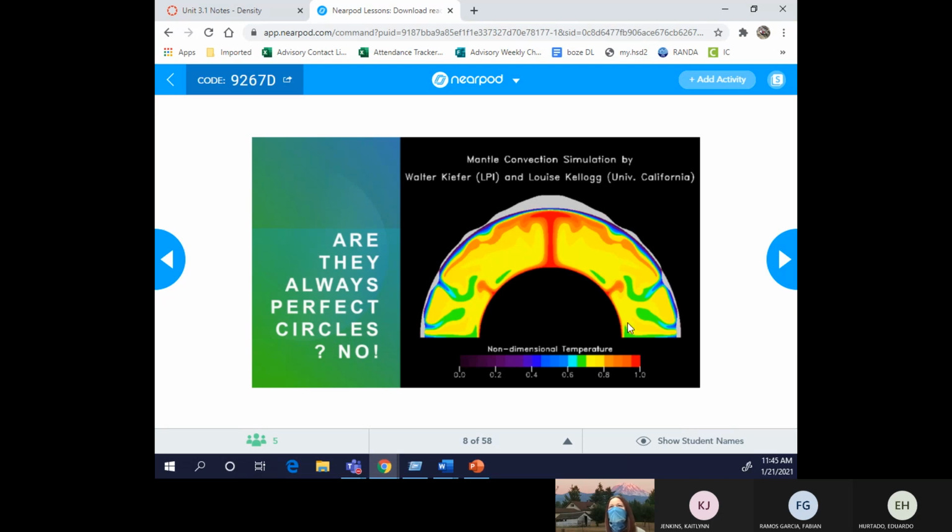No, they're not. This is a little bit more realistic for you, where you can see red is really hot, and so you have this really big plume coming up the center, a couple smaller ones. The cooler mantle sinking back down is not always a perfect circle, but we're going to pretend they are.